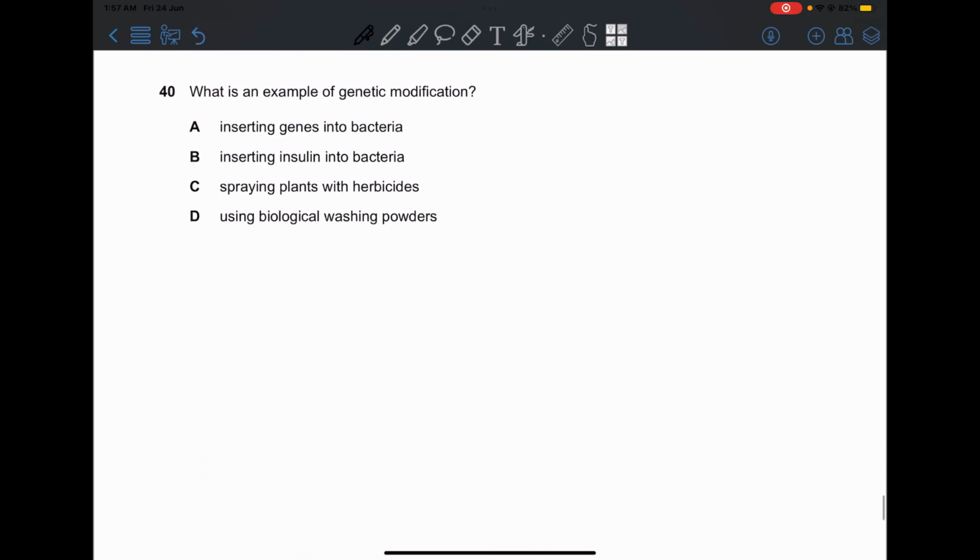So 40, what is an example of genetic modification? So let's read the options. A says inserting genes into bacteria. Now, this is actually correct because we know that we insert genes or human DNA into bacteria in order for the bacteria to create insulin. So actually, our answer is going to be A. Now, why not B? Inserting insulin into bacteria? Of course not. We're not inserting the insulin into bacteria. We're actually creating the insulin by the bacteria. Now, C is saying spraying plants with herbicides. This is not genetic modification, nor is D using biological washing powders.